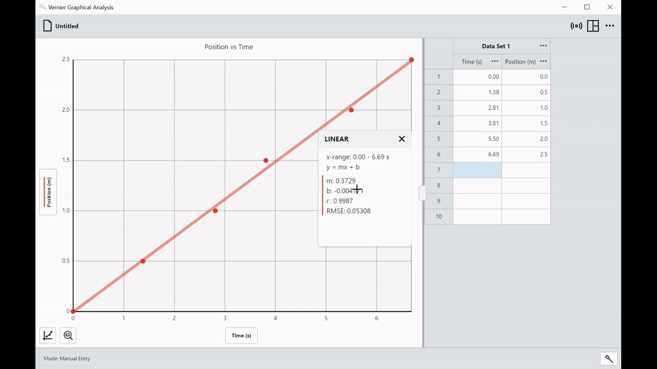My least significant measurement was 0.50 meters, which is 2 significant figures. So I'm going to trust that to 2 significant figures. So we'll say it's 0.37 meters per second. So how fast does my car go? 0.37 meters per second.